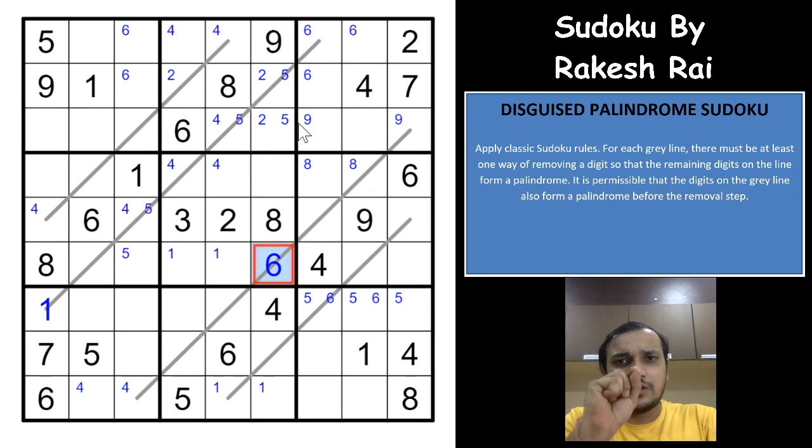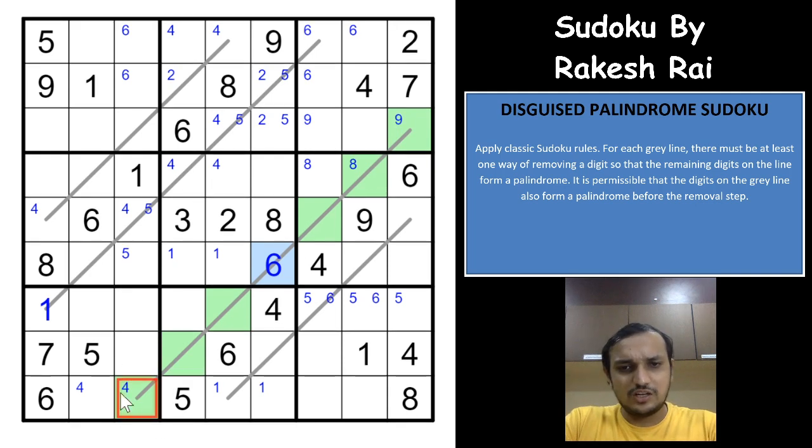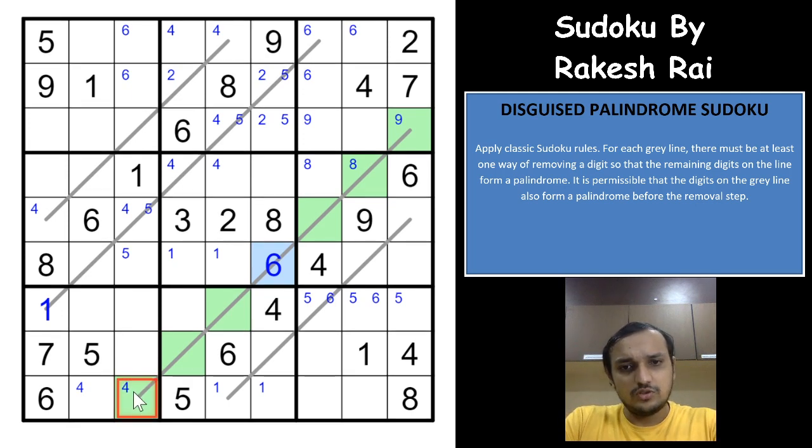Each palindrome line has exactly one disguised cell, or one liar cell, right? And for this palindrome, we have already found the liar cell. So all of the other cells are palindrome cells, which means that this cell and this cell would have to be equal, this cell and this cell, and this cell and this cell. And which means that you have a 4 here. If you have a 4 here, you cannot have a 4 here. So this cannot be a 4 now. So this cell would have to be a 4, right?